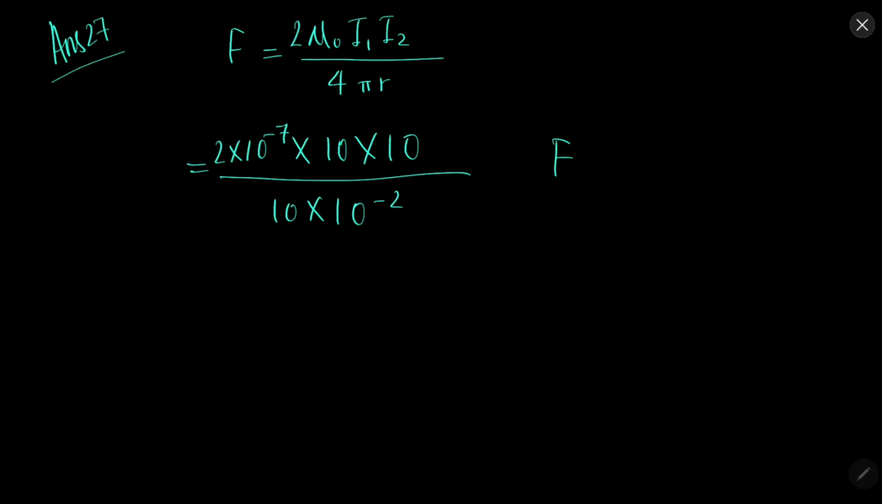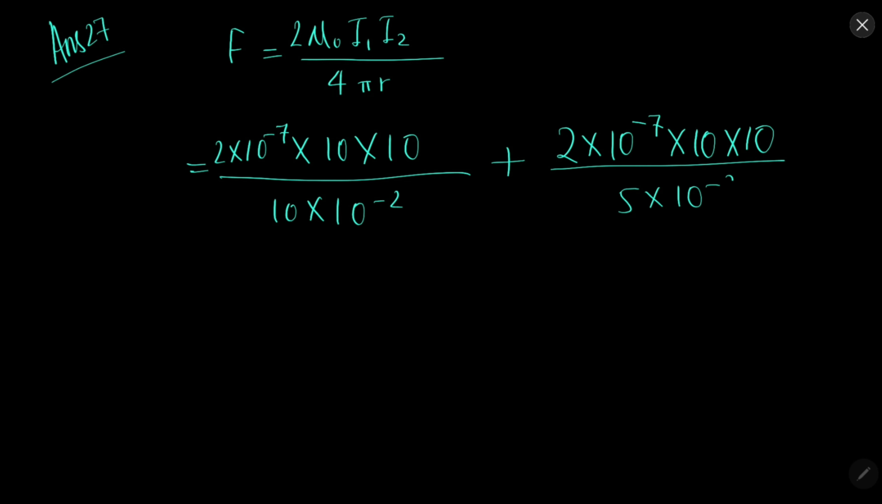So this was only due to one of the wires. If we consider both the wires, when we put the values, this is for one wire and this is for the other wire. After simplifying, it will come out to be this much.